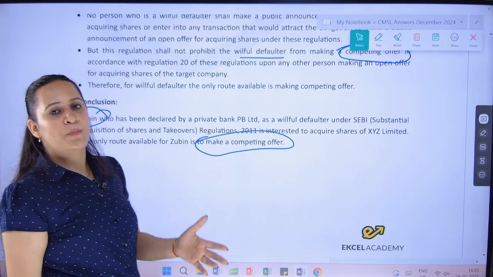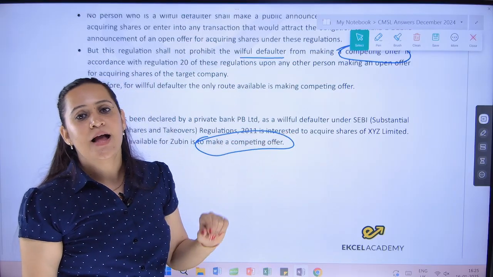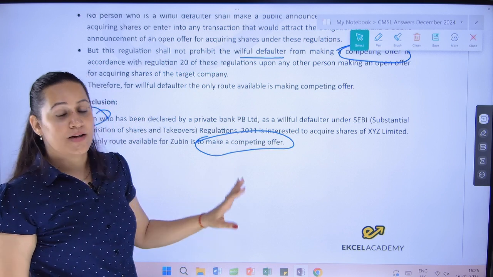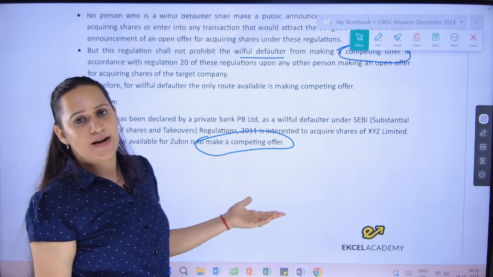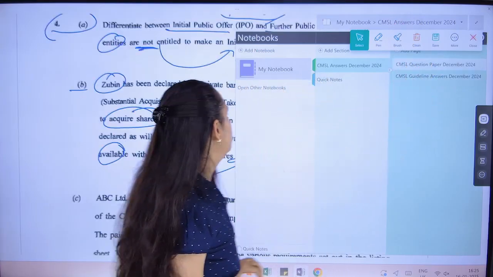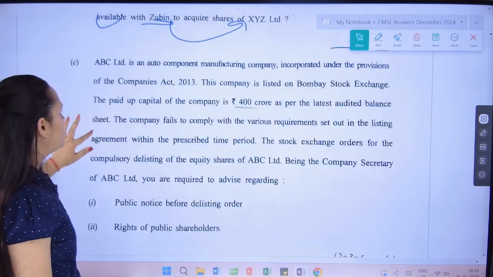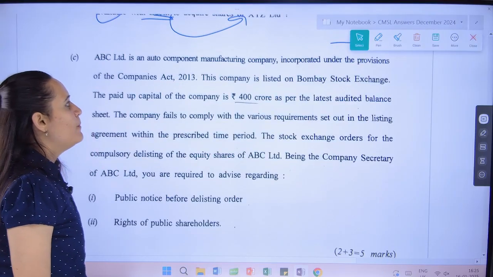He cannot make an open offer, he cannot make a direct offer. Only if somebody is making an offer, he can compete it and issue a competing offer. That is the only solution through which he can acquire the shares of XYZ Limited. Slightly interpretation based. Next, ABC Limited is an auto component.